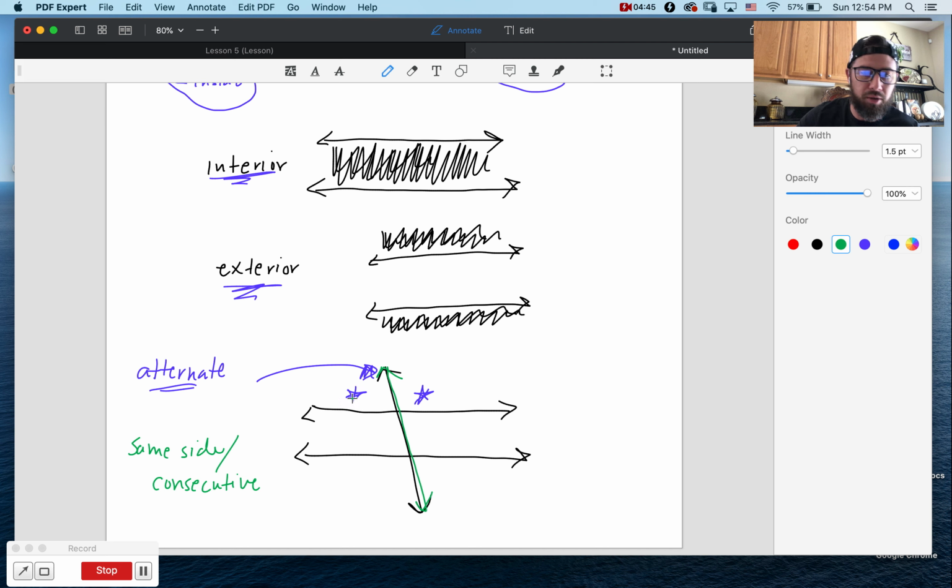Alternate means one's on the left, one's on the right. Same side or consecutive means we're on the same side of the transversal. We're either all the way on the right, right? These guys are on the same side, they're on the right side, or we could be on the left side.